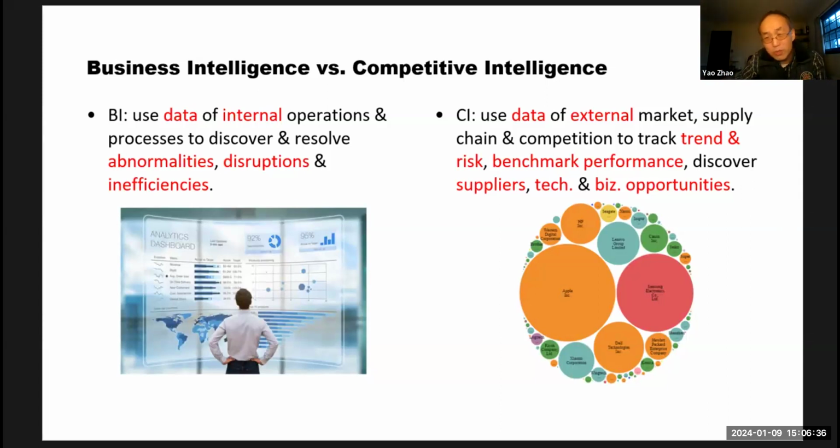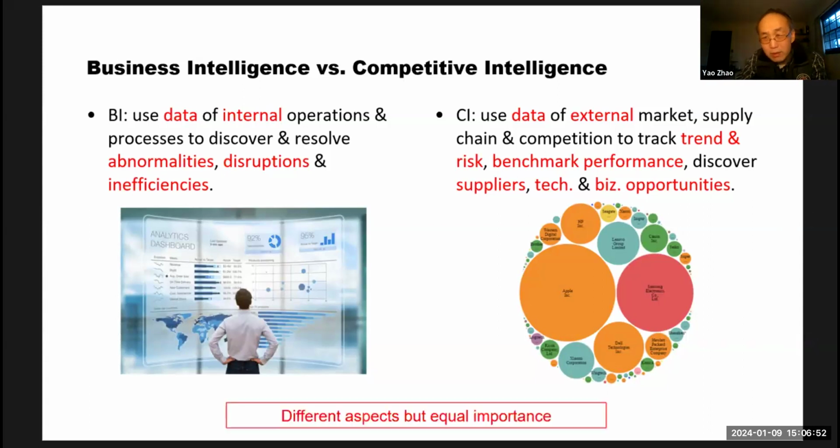CI used to be the favorite tool for venture capitalists and investors. But now it is recognized as an essential tool for supply chain professionals. For example, a company with a perfect internal process can still fail by external forces, such as market or technology transitions, competition, or supply chain changes.